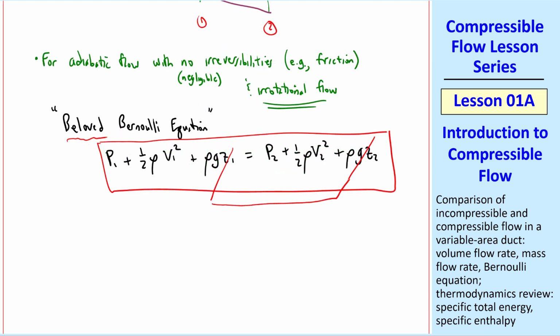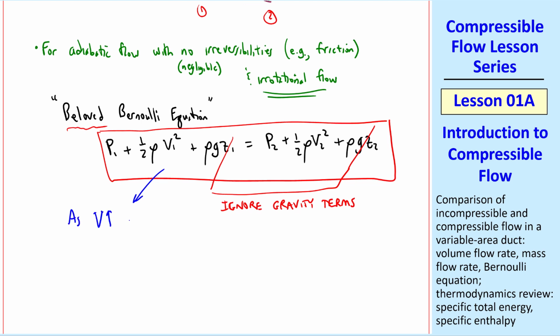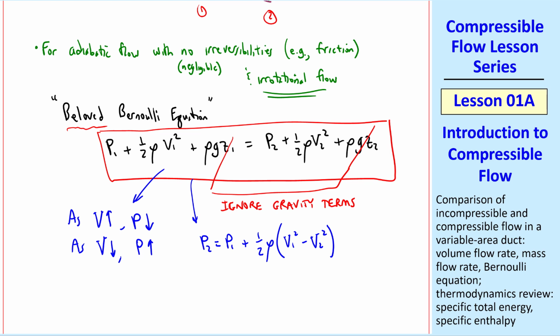Throughout this entire course, we will ignore the gravity terms. We'll always be talking about gases, where the density is very small and changes in elevation lead to negligible changes in these two terms compared to pressure and velocity changes. From this equation then, without the gravity terms, as speed goes up, pressure goes down, and vice versa. And we can solve this for P2, which will equal P1 plus 1/2 rho times (V1 squared minus V2 squared). And since V1 is greater than V2, P2 must be greater than P1. This is what everyone's used to, assuming that you've taken an undergraduate fluids class, which is mostly incompressible flow.